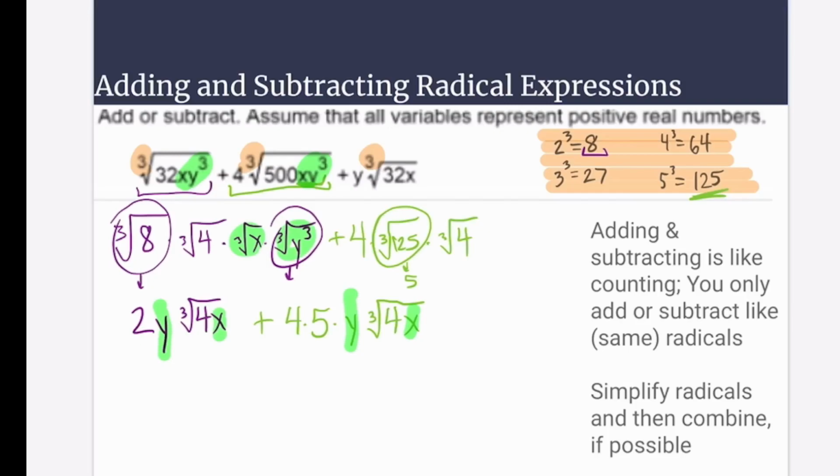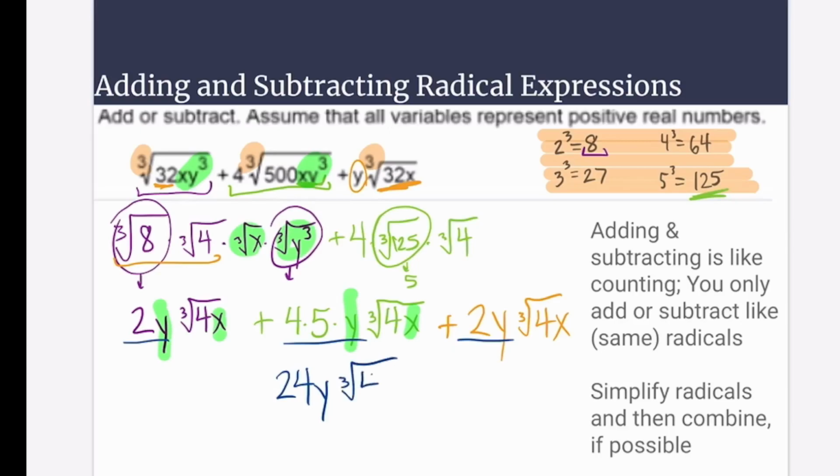And then the last one of 32. So that is the same thing as here. So it's going to break up. Same thing. There's just no y inside. So this last one already has a y on the outside. So we have 2 cube root of 4x, and then the y is already there for us. 2y, 4 times 5 is 20. 2 plus 20, 22. Plus 2 is 24y cube root of 4x.